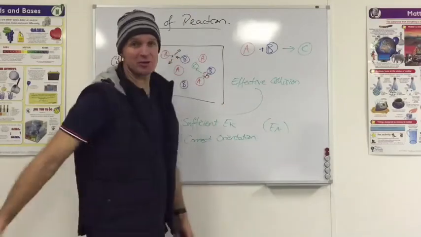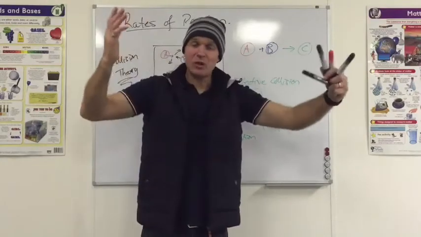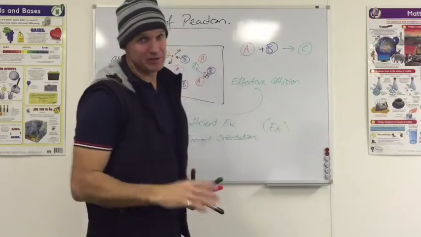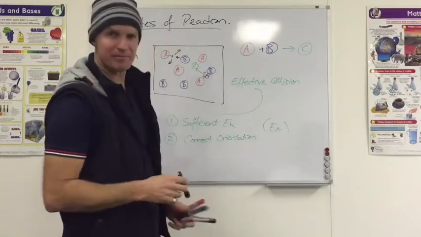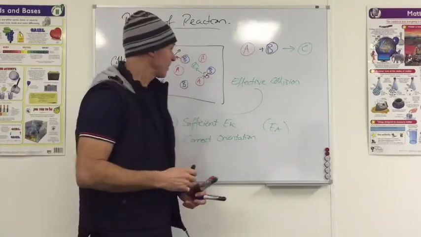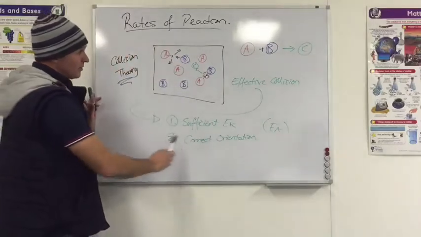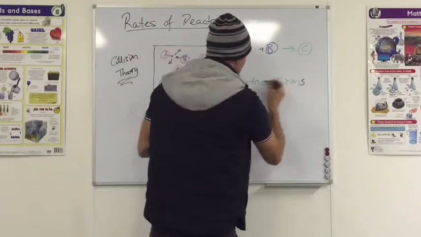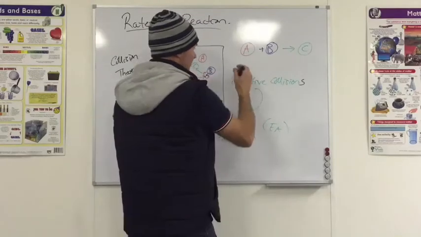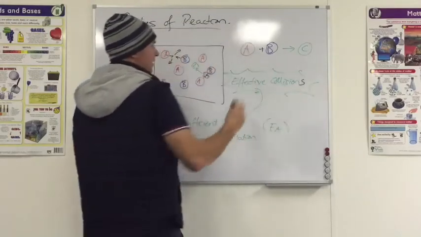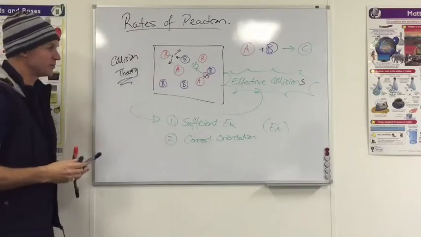And the same thing can happen with molecules. They can bump into each other the wrong way around, and nothing's going to go down. So it's got to be the correct way around. It's pretty random, that whole thing, but it is important. So that is what collision theory is all about. Effective collisions, a very important little phrase there that you do well to refer to.